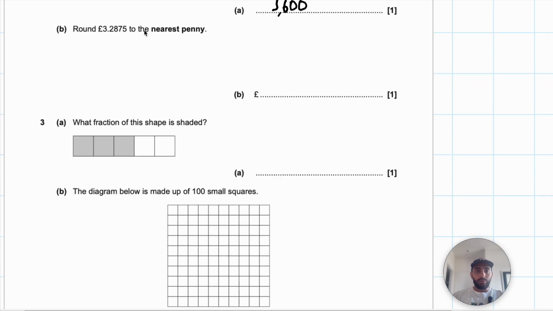Part B, round this amount to the nearest penny. If we're looking for the nearest penny, that would be £3.28. The pennies is the 8 column. So we're looking at the 7, and the 7 is telling me that I need to round up. So it's going to become £3.29.